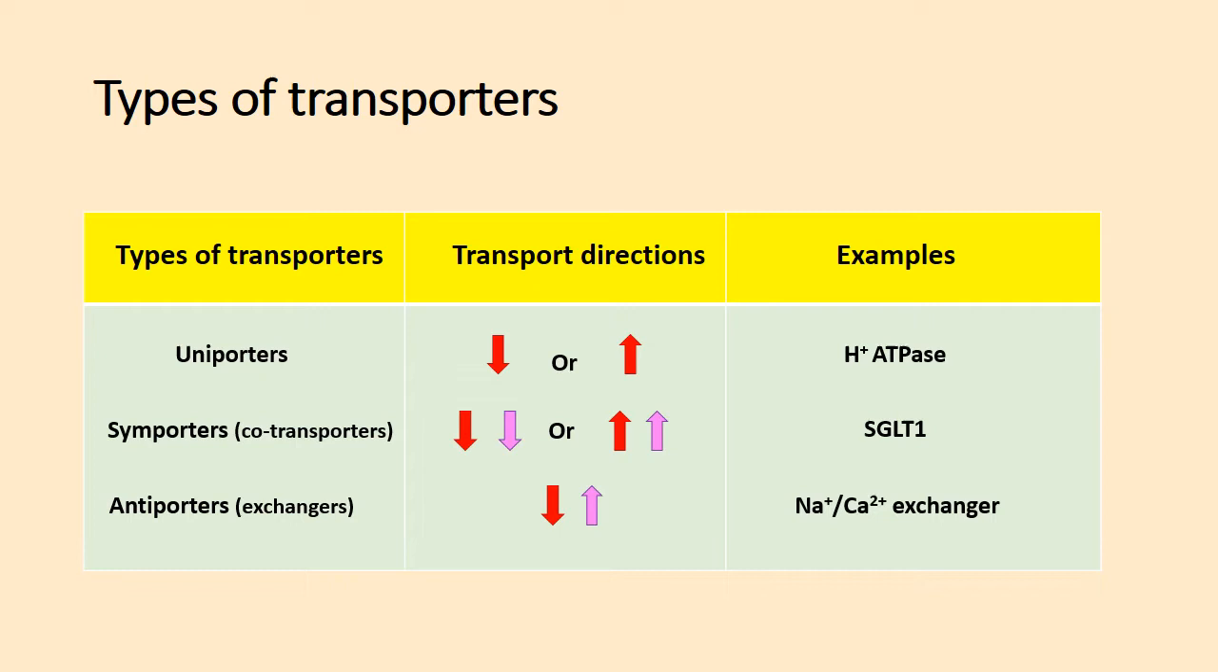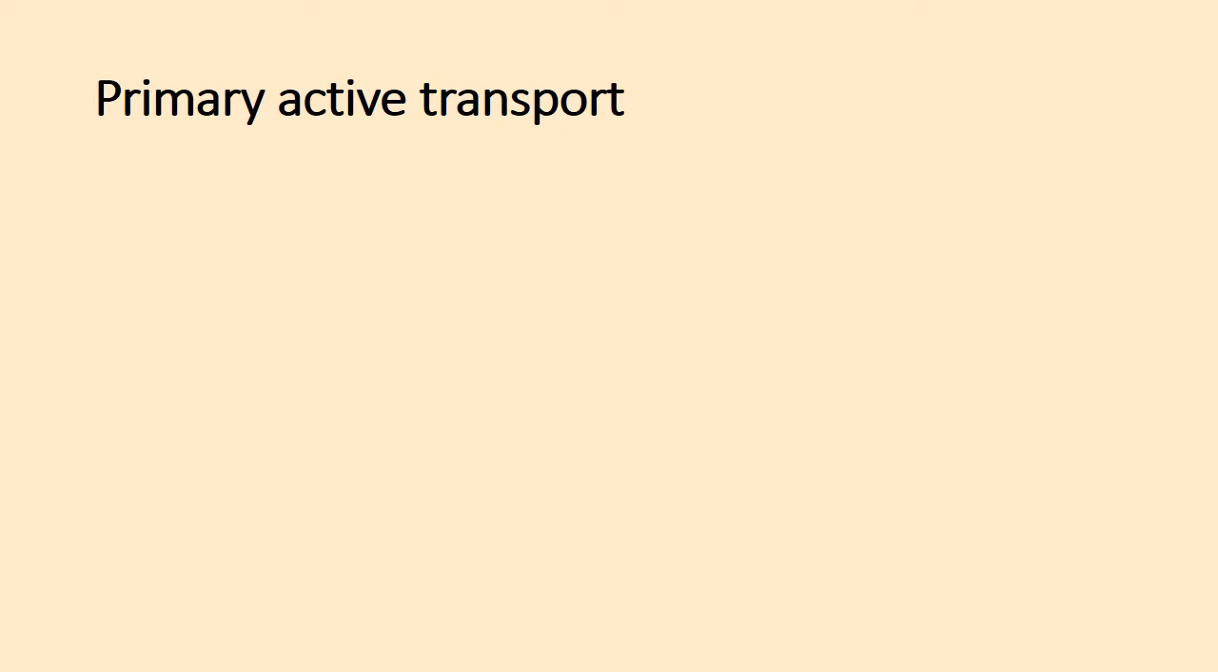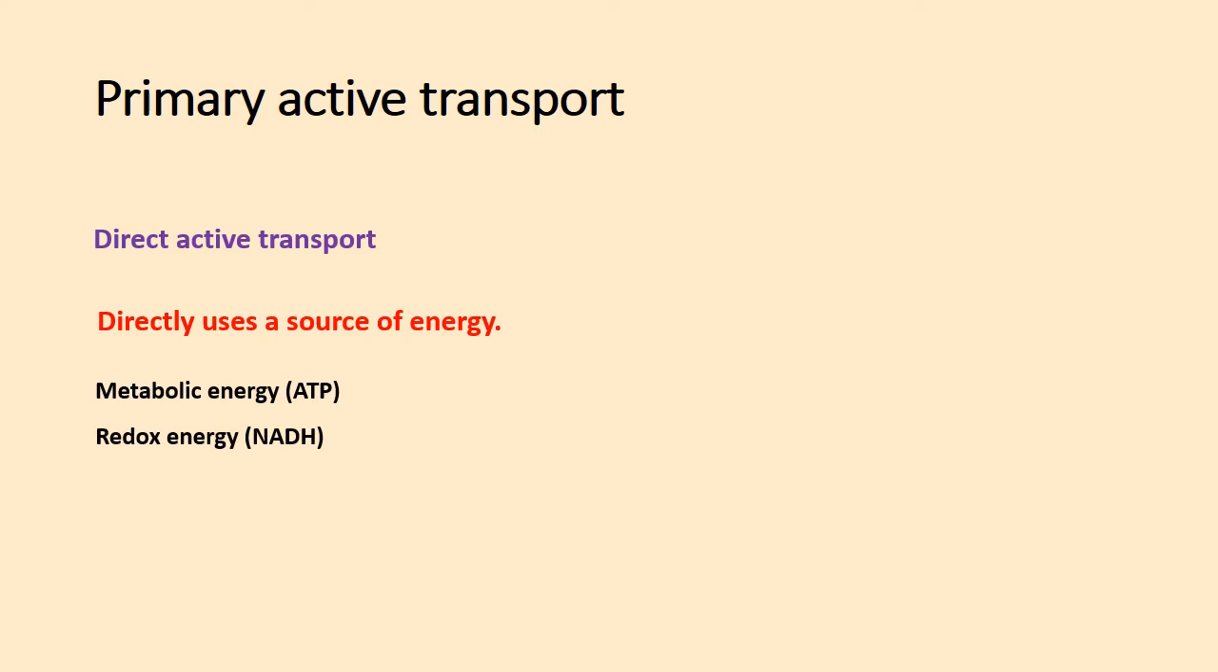Primary active transport and secondary active transport are two types of active transport mechanisms. Primary active transport, which is also known as direct active transport, directly uses a source of energy such as ATP, redox energy, and photon energy to transport molecules across a cell membrane. The transport of substances such as sodium, potassium, magnesium, and calcium ions is done by this mechanism.